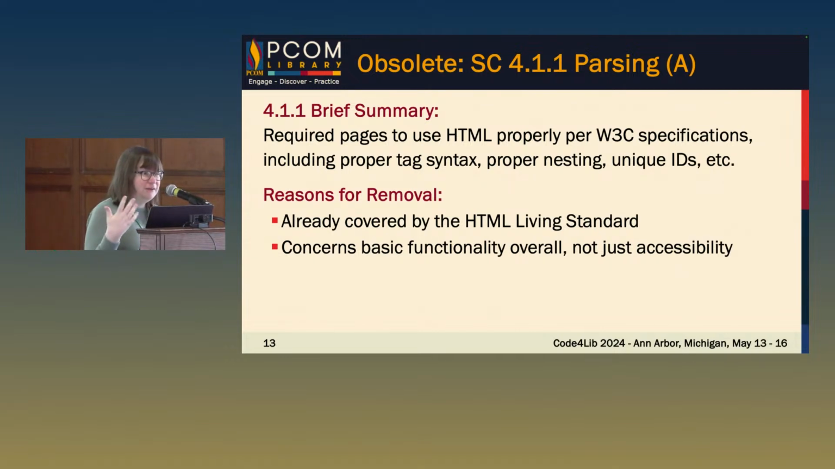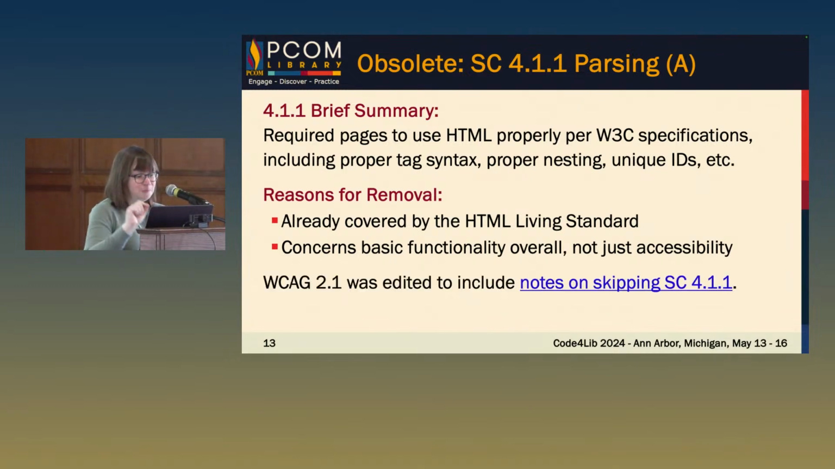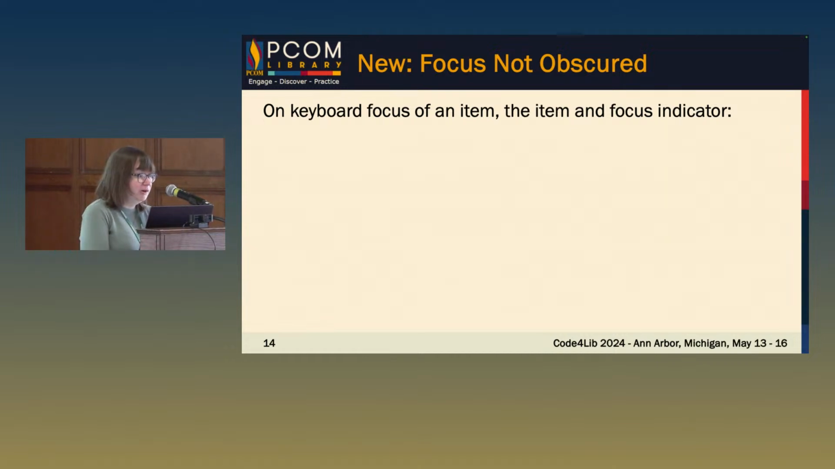Now you might be wondering, what if I'm required to maintain 2.1, do I still have to maintain this? No. WCAG 2.1 and 2.0 were edited to include notes on skipping it for the reasons of that, the HTML standard has improved. So here's now one of the new criteria, about keyboard focus. So this is like those little dotted lines, or boxes around things, you see when you use the keyboard. And basically, on keyboard focus of an item now, the item and focus indicator have the following requirements. So there are two criteria related to this.